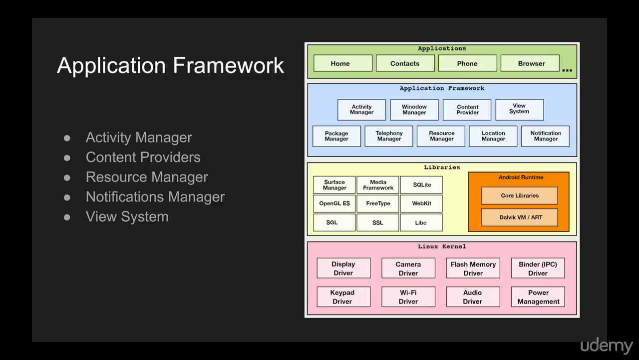Next one, the application framework. The application framework layer provides many higher level services to applications in the form of Java classes. We'll be using all these services in all our applications, and you'll see why they are important. Some of the services include the activity manager. The activity manager controls all aspects of the application lifecycle and activity stack. Then there are content providers, which allow applications to publish and share data with other applications.